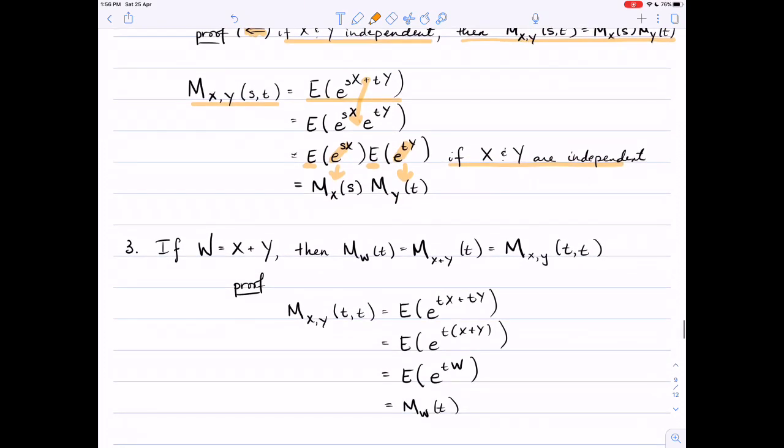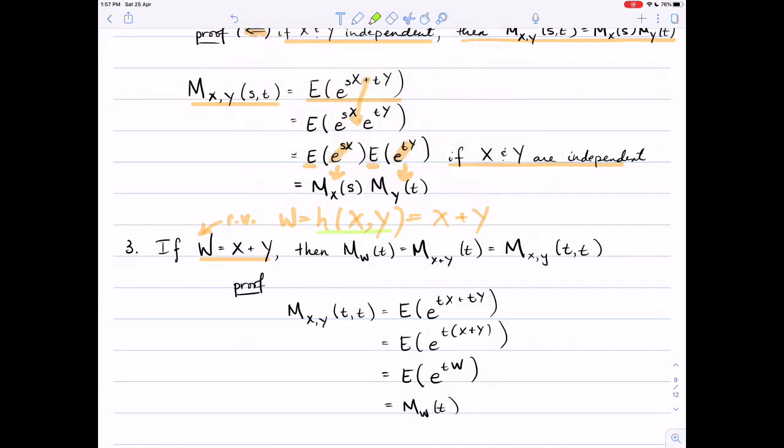Thirdly here, sums. If w is x plus y, if w is a sum of two random variables, w itself is a new random variable, right? This is a new random variable which is created out of two other random variables by summing them together. So in fact, w is a function of random variables, but a very specific function. It is a sum. So for general functions, this property is not true, right?